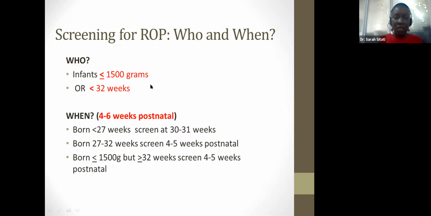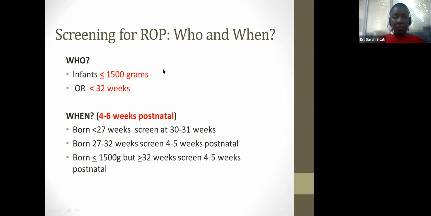The other thing that we must mention is that we have babies who are outliers. There are babies who are heavier than 1,500 grams or bigger than 32 weeks, but they are sick babies. So these are babies like you will find who have cardiac conditions in the NICU, babies who have hypoxic ischemic encephalopathy, and several other conditions where babies will need oxygen maybe for long periods of time, or they have respiratory distress syndrome and keep getting apneic attacks. So these are babies who are outliers, and we usually examine them for ROP as well. And this is usually in consultation with the pediatrician.